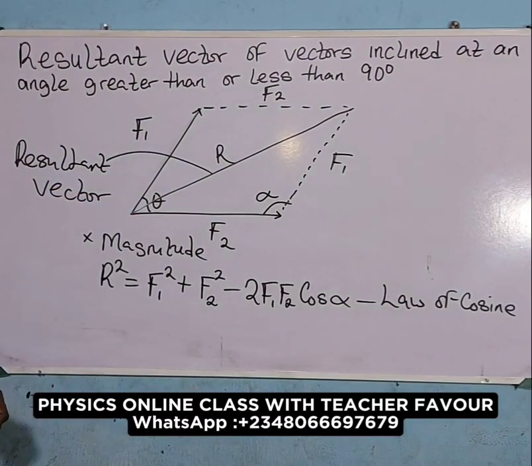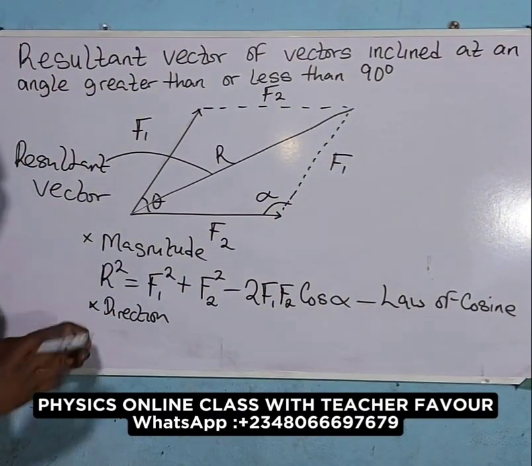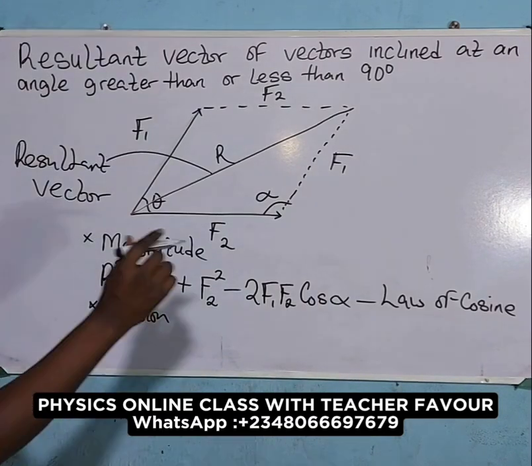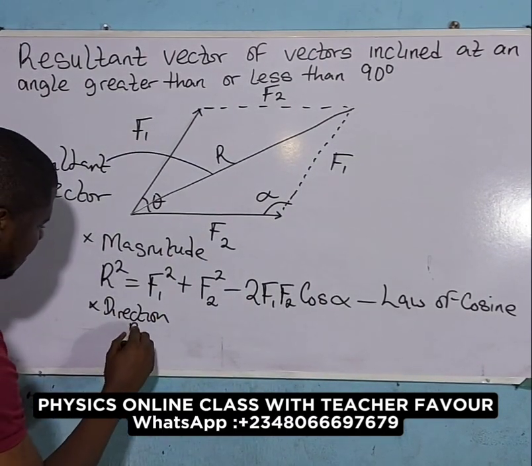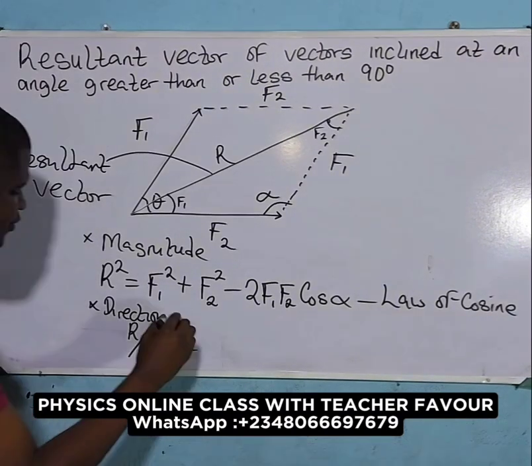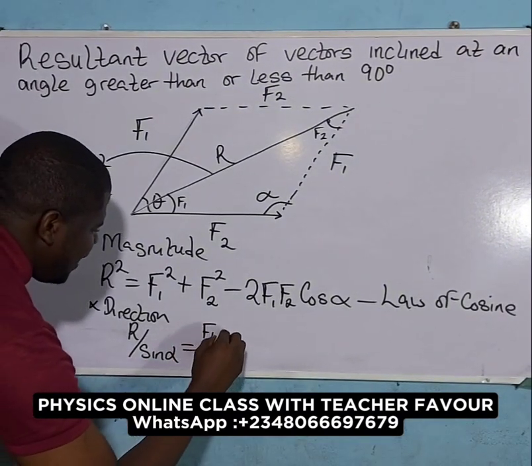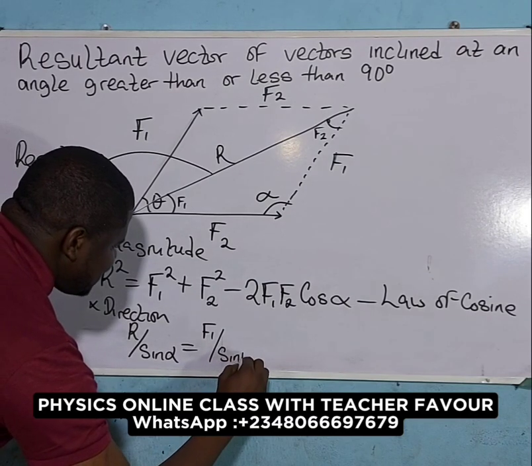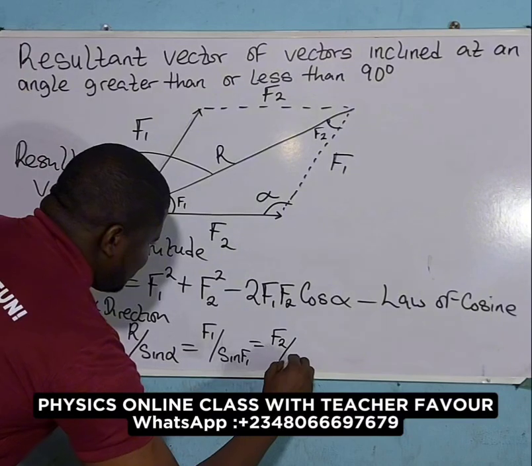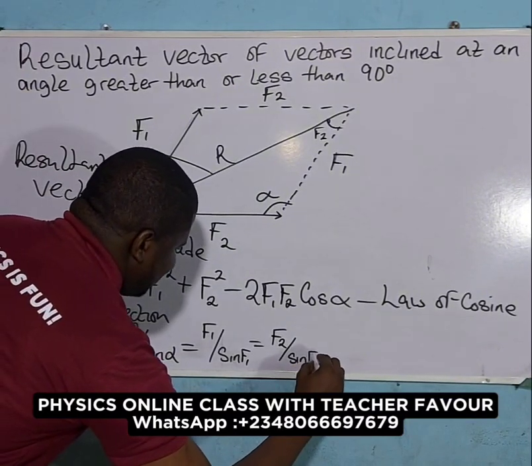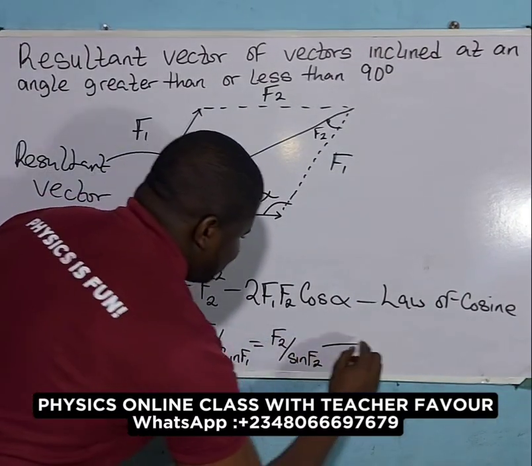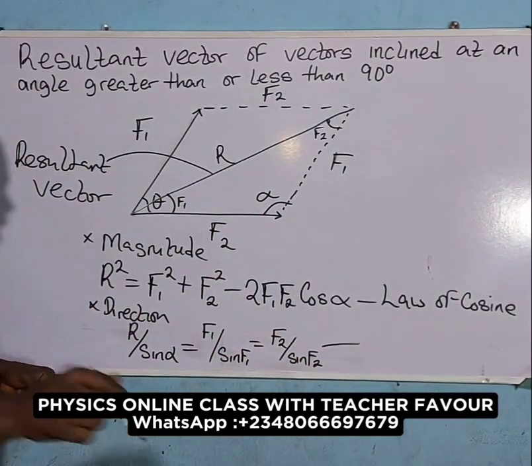Then to get the direction, we make use of the sine rule or law of sine. The sine rule will tell us that R over sine alpha is equal to F1 over sine of small letter f1, which is equal to F2 over sine of small letter f2. This will give us the direction. Remember, we call this the sine rule or law of sine.